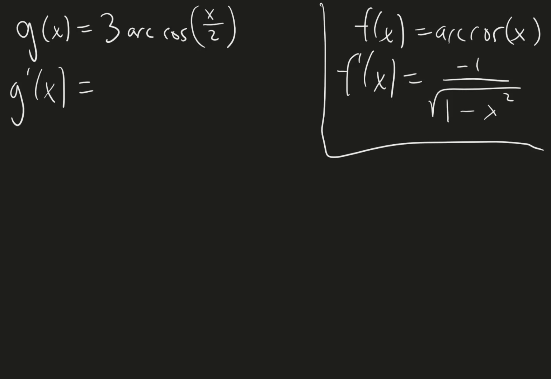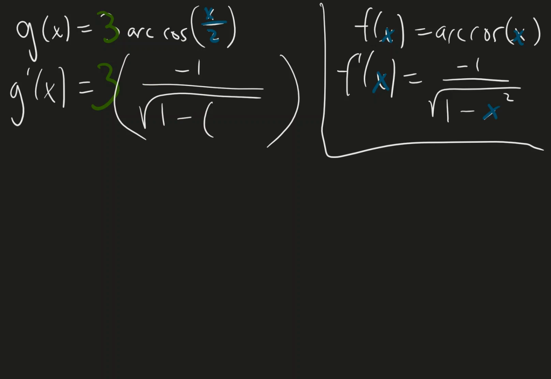Alright, so for us, we also have a 3 out front. So let's do 3 times, and now we do the derivative of this. So I can follow this as a pattern here. But instead of plugging in x and just having an x right there, I'm plugging in an x over 2. So I'll need to adjust accordingly. So this right here would be x over 2.